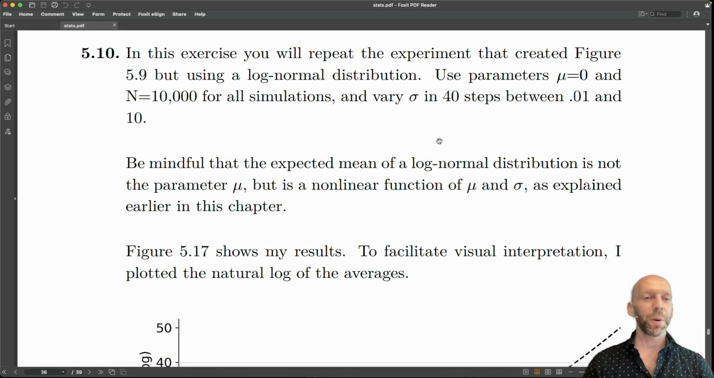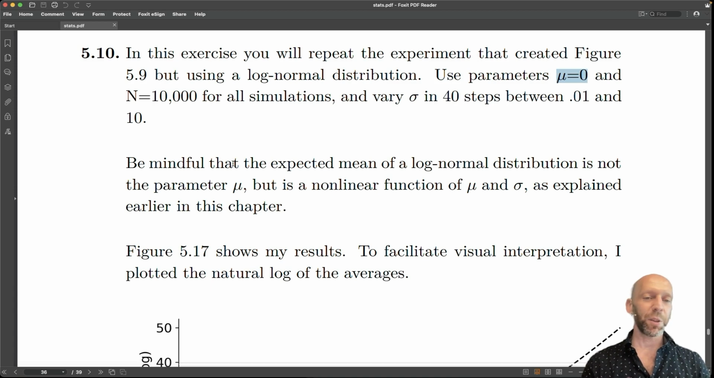And this brings us to exercise 10. So basically you want to repeat that experiment. In fact, I recommend starting with exactly the same code. So just find the code that corresponds to that figure in the code file for this chapter, copy that code, paste it into a new cell, and then repeat it, but use a log normal distribution instead of a normal distribution. Okay, so then we want to use a sample size of 10,000. Again, leave mu to be 0 and vary sigma in 40 steps between 0.01 and 10.